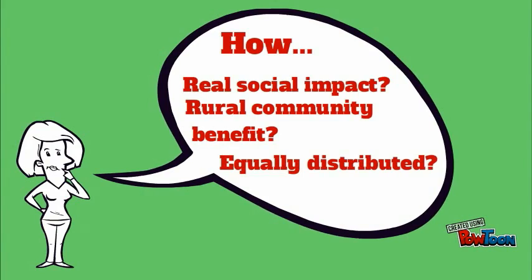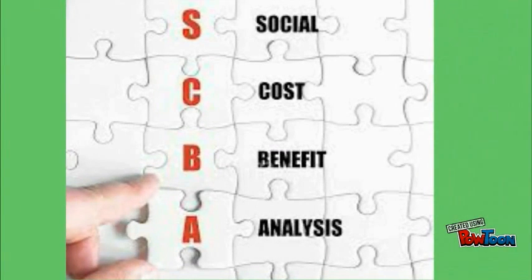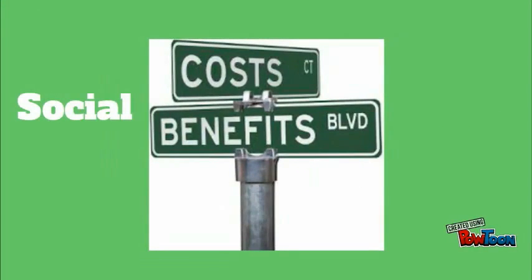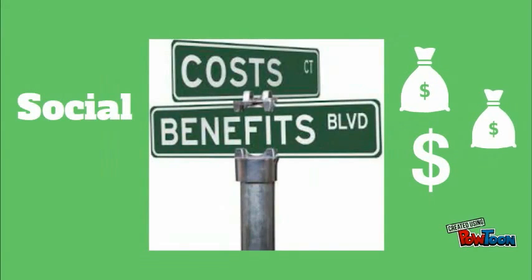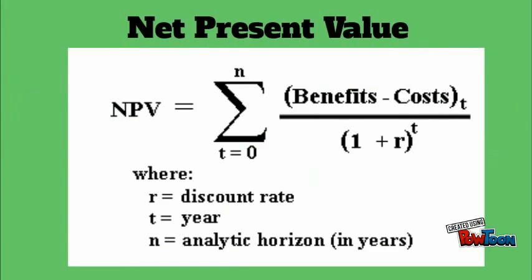To answer these questions, a social cost benefit analysis, or SCBA, was conducted. SCBA assesses the social benefits of a project against its social costs. It also obtains a quantifiable economic value for all costs and benefits, and produces a net present value, or NPV, based on a set discount rate. This informs analysts whether the project is beneficial for the society as a whole.